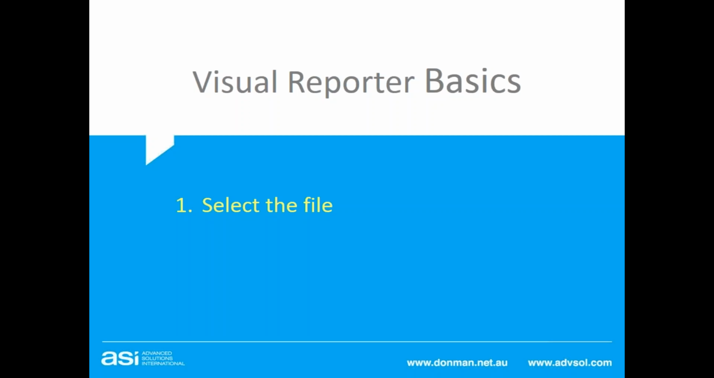Once you've selected the file that you want to use, the next thing you need to do is choose the output order. So do you want it to come out in alphabetical order, or maybe in donor number order, or date order, or something like that?